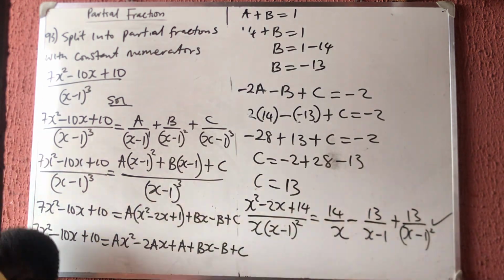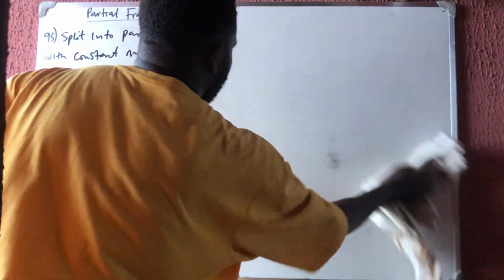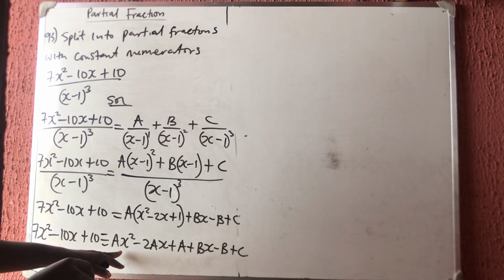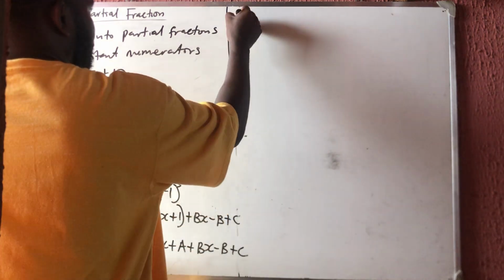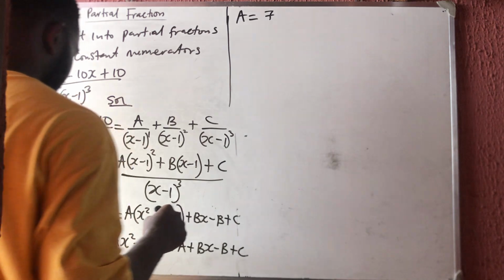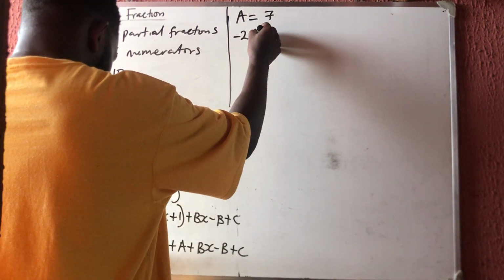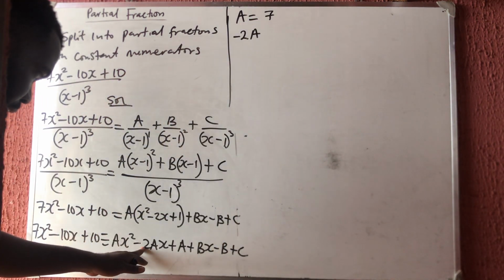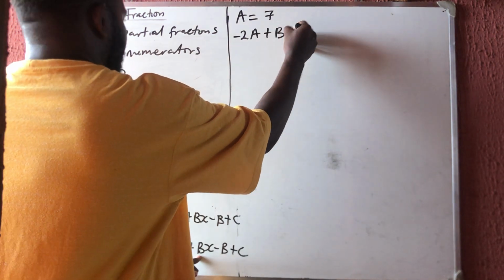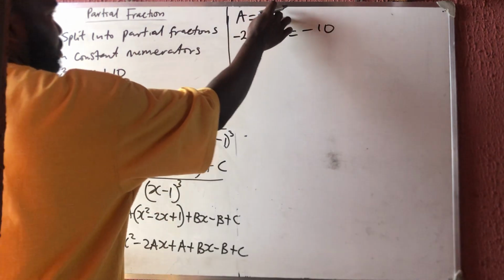So let us now compare: put equivalent and then compare. Who has x squared on the right hand side is a, so a that has squared should be equal to 7 that has squared. Let's go to who has only x. We say that minus 2a plus b has x, and is equal to minus 10. Then if we now put a here, we can get our b.